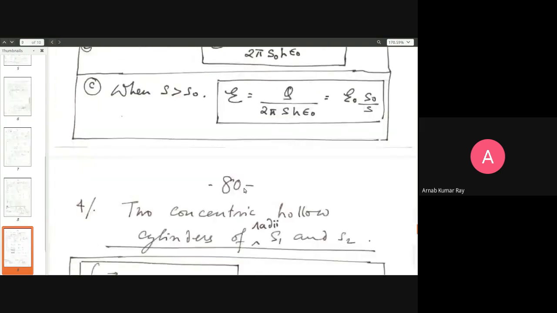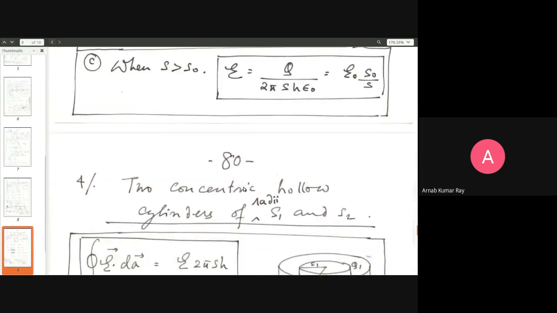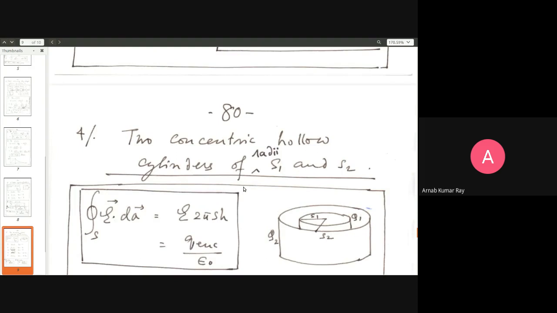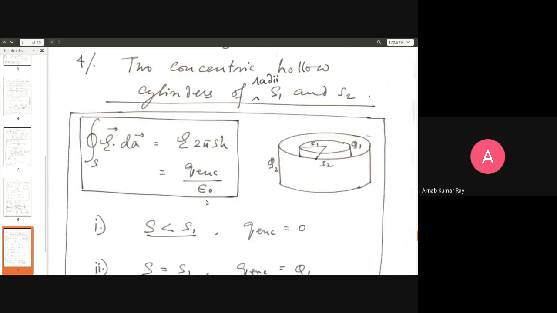The last case that we shall take up is that of two concentric hollow cylinders of radii S1 and S2. Let's see how. E dot dA is equal to E into 2 pi sh, as equal to charge enclosed by epsilon naught. Okay, and so you have got this Q1 for the inner cylinder, Q2 for the outer cylinder, S1 is less than S2, E into 2 pi sh is equal to charge enclosed by epsilon naught.